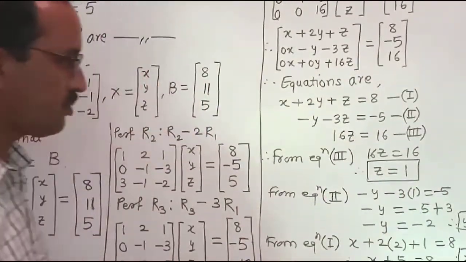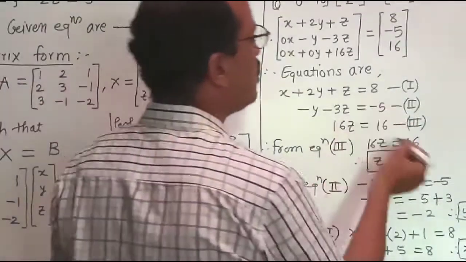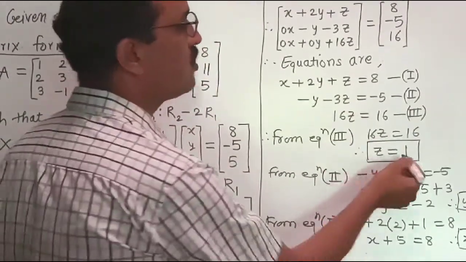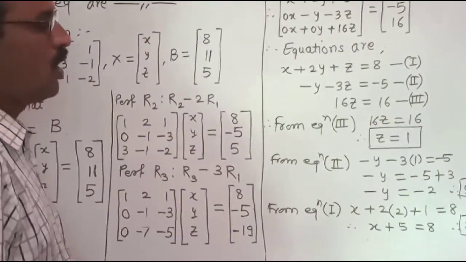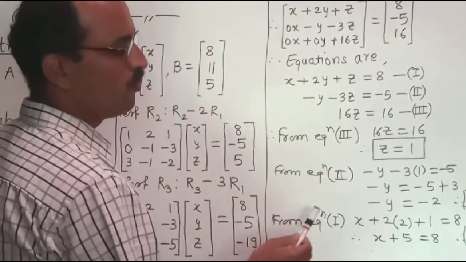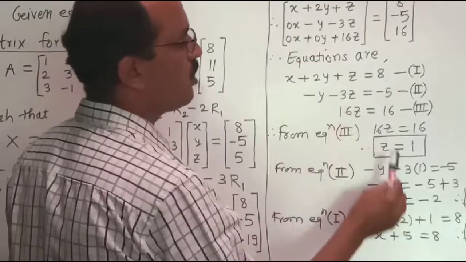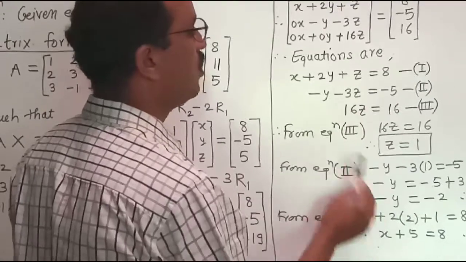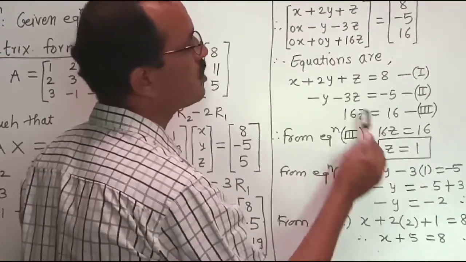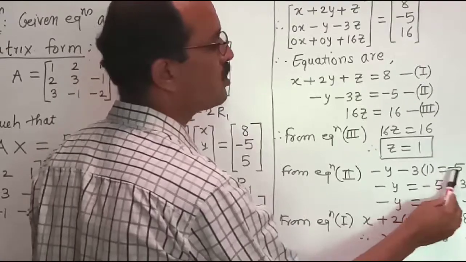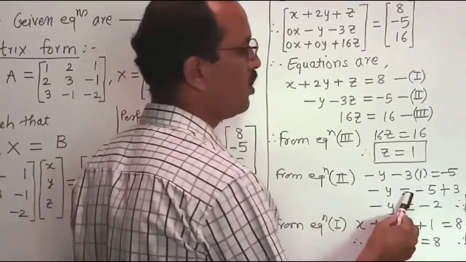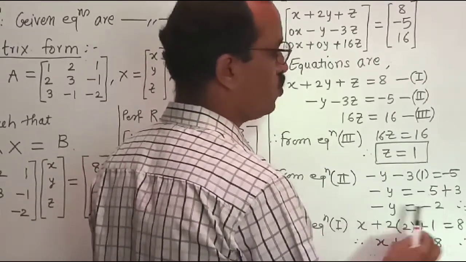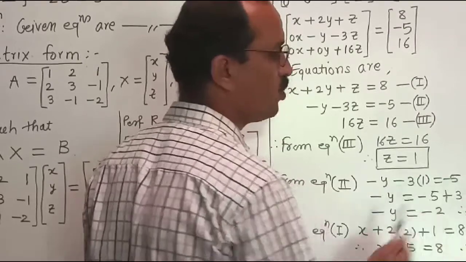We get the third equation. Now by solving these three equations, starting from equation 3, 16z is equal to 16, therefore z is equal to 1. Now from equation 2, minus y minus 3z is equal to minus 5. Put the value of z, that is 1, in equation 2. So the equation becomes minus y minus 3 into 1 is equal to minus 5. So minus y is equal to minus 5 plus 3, so minus y is equal to minus 2. We get y is equal to 2.